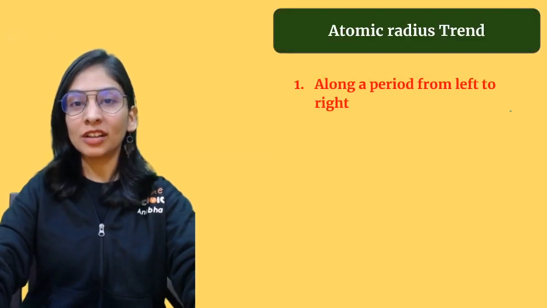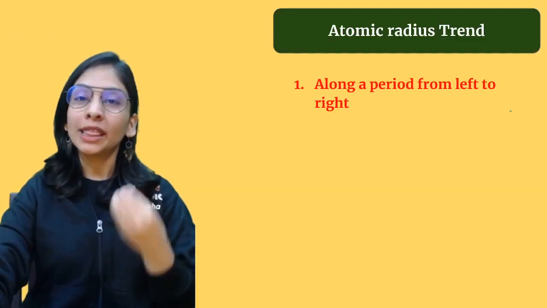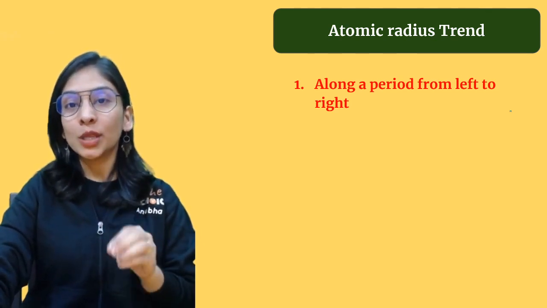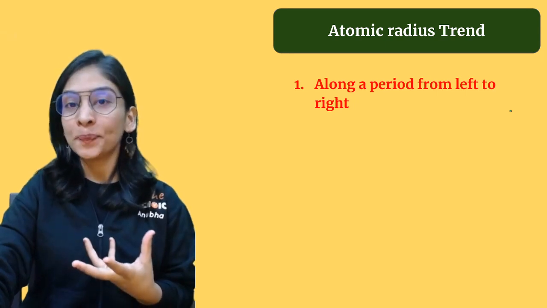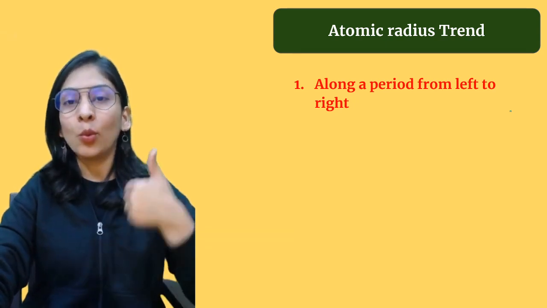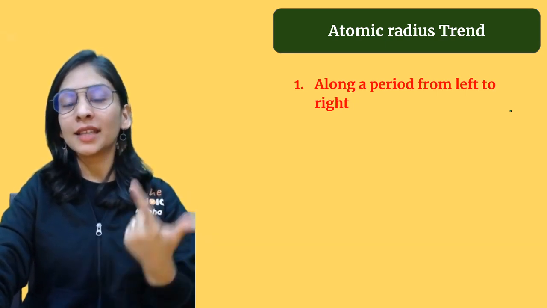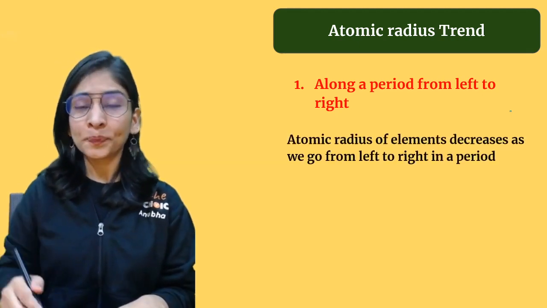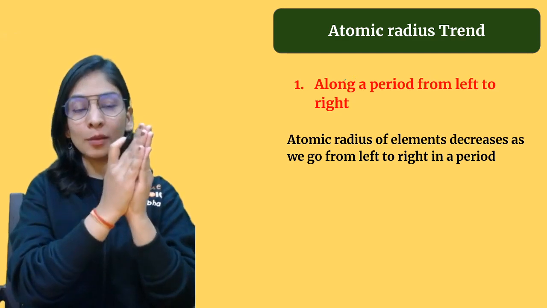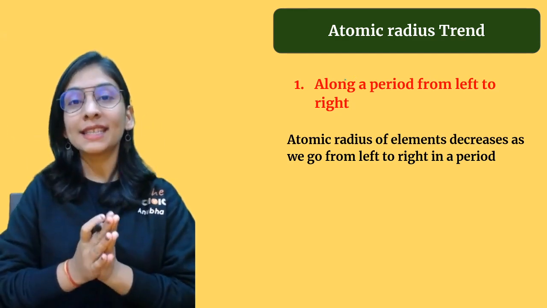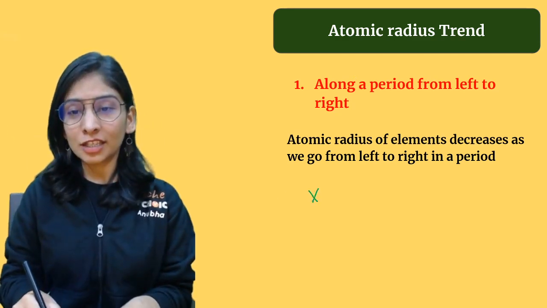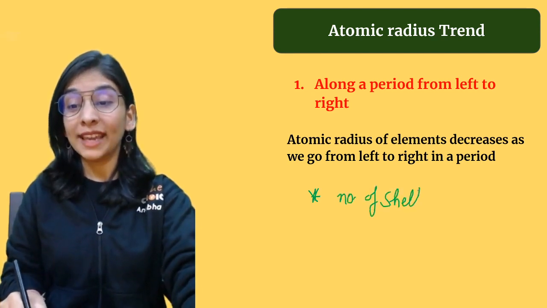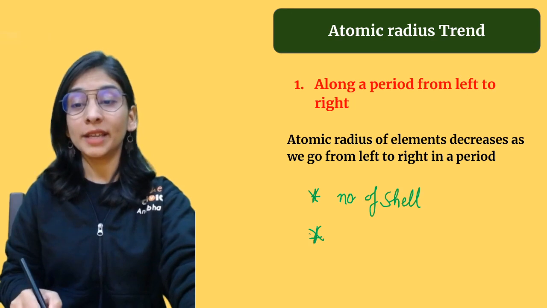Yeah, important thing. But to know all the properties, there are two things I really want to tell you, which will help you to talk about each and every trend in a very easy way. One is the number of shells. The second is the effective nuclear charge. So we'll talk about that right away. Along the period, meaning going from left to right in the table, we say size decreases, but how? Let's talk about that, and I'll tell you how they affect your atomic size.